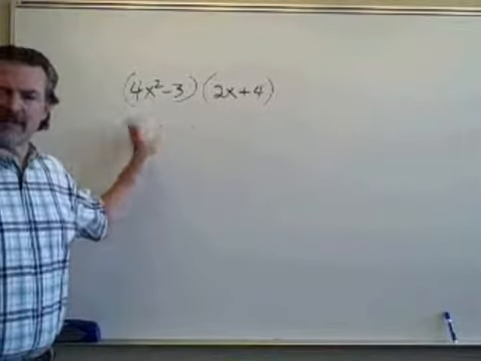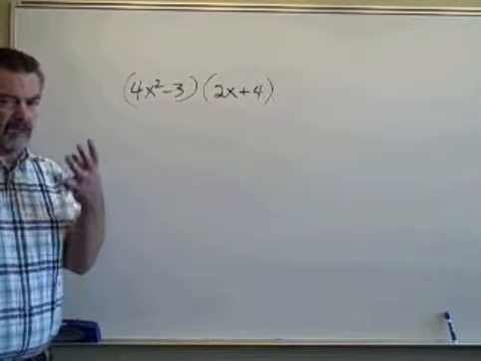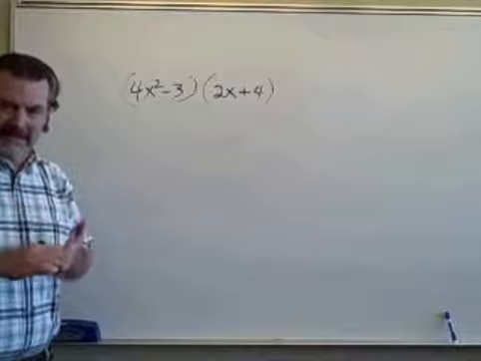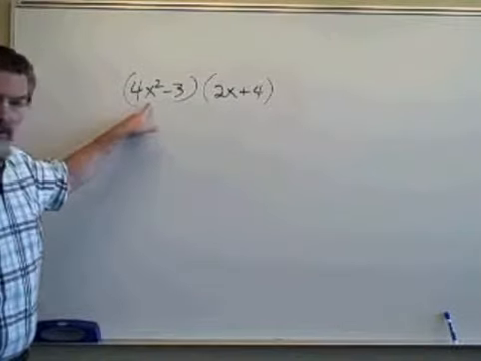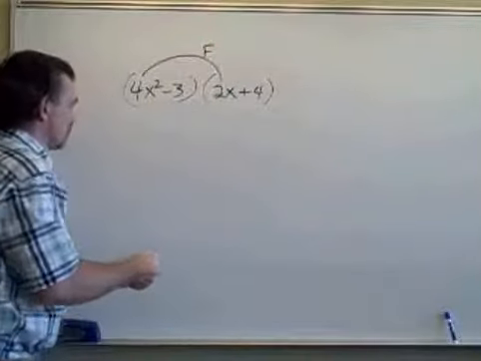Here's another example of a binomial times a binomial. How do we take the product of binomials? Our FOIL method. First, outside, inside, last. So the F of FOIL would be the product of these two terms.